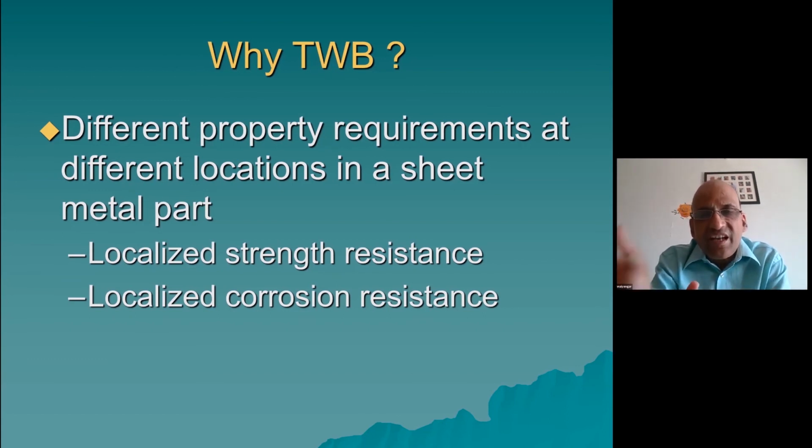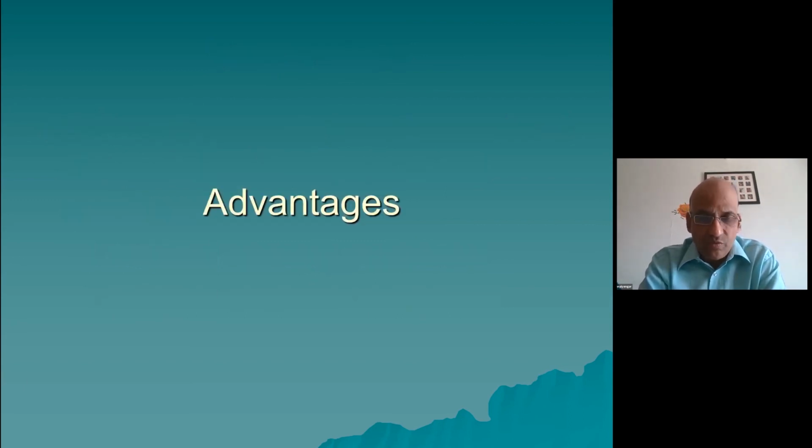So wherever I need higher load bearing capacity or higher strength requirement, I can put a higher strength material out there or a thicker material out there. And in the remaining regions where I don't have such a requirement, I can put a lower thickness material. So this is the basic philosophy of how we can exploit this concept of TWB.